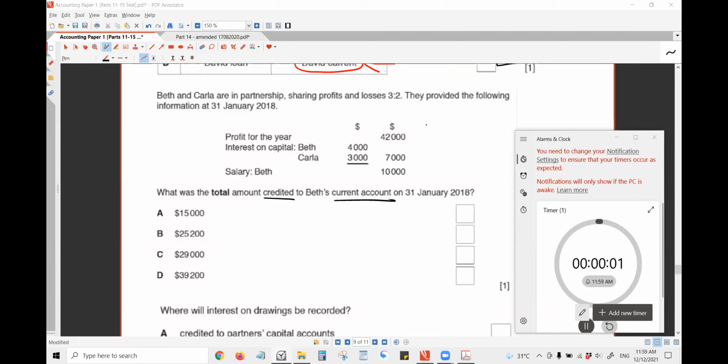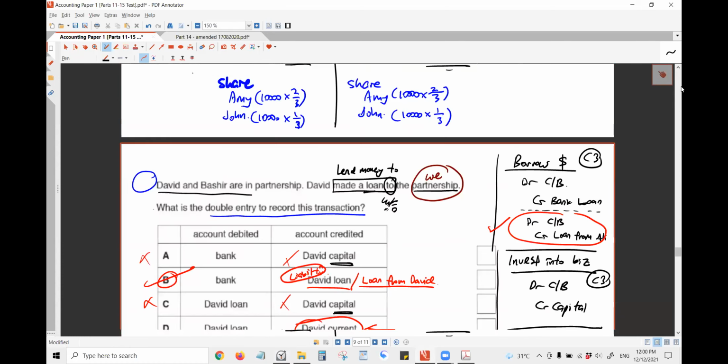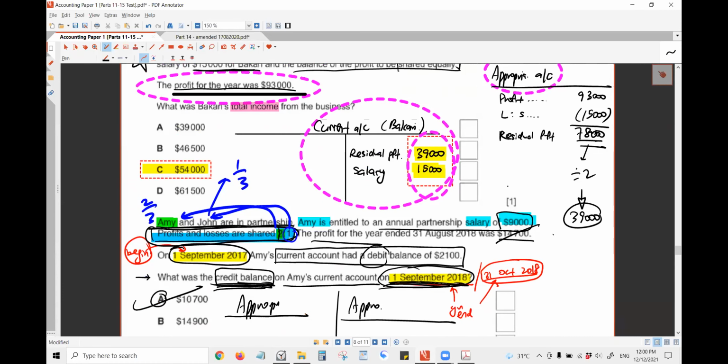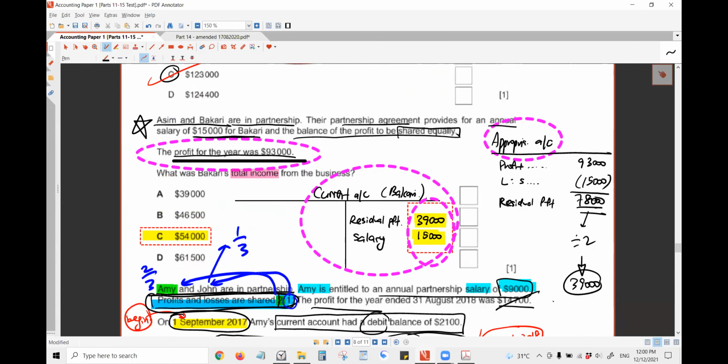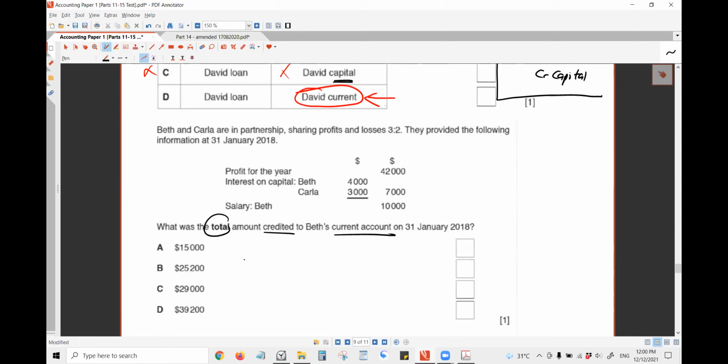Okay, time's up. Did we do a similar question earlier? Yes, quite a couple of times already. They ask you how much should go into BEV current account credit side. This is similar to this one, Asim and Bakari. They ask you how much in total has been credited to Bakari's current account. The thing is the same thing here. So come out with the current account for BEV.